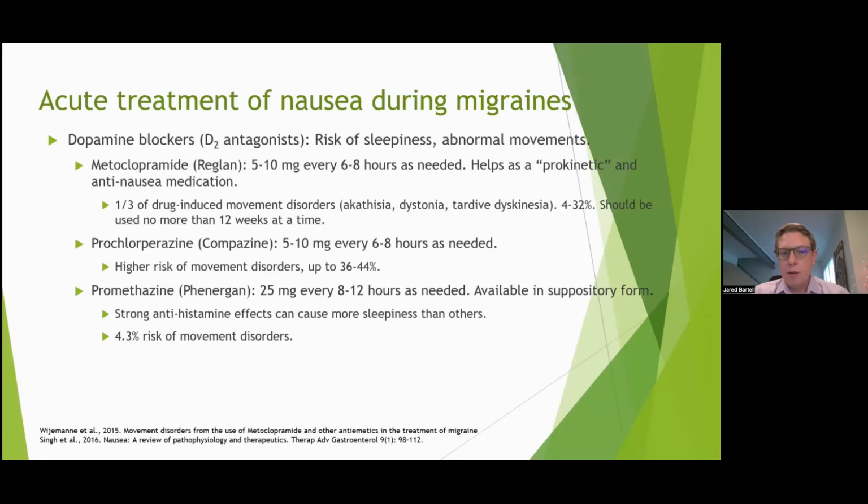And Reglan works really well with other triptan medicines and other rescue medicines. It is more often responsible for these drug-induced movement disorders. So there's different things. Akathisia is one. It can cause dystonia, which is a sustained contraction of a muscle or a group of muscles, like in your hand or your neck or your arm or leg. And then tardive dyskinesia, that's the most uncommon, but you can have involuntary movements of your mouth and your tongue and your lips, and even your upper face too, but that's not as common. That last one tends to not be quite as reversible as the other ones.